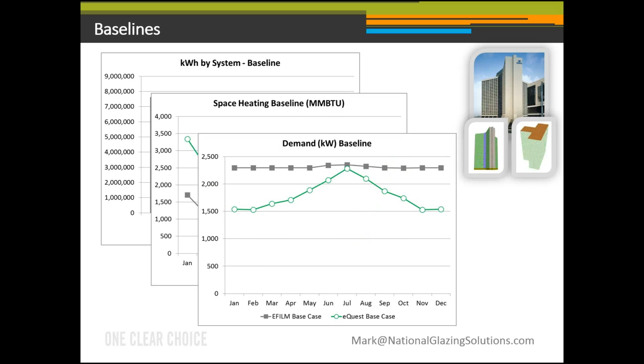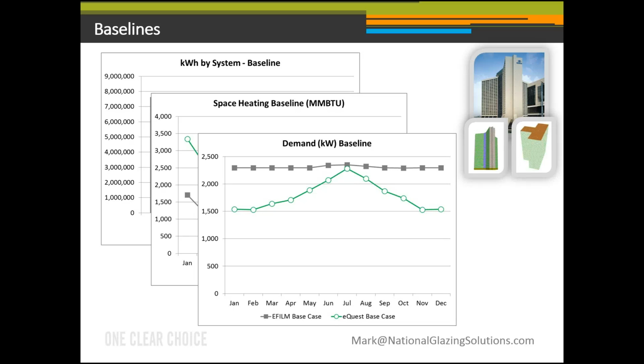The last graph, however, the simulated demand, shows a very distinctive difference between eFilm and eQuest and starts to direct your attention to which one is probably right. This is the Hilton in downtown Atlanta. Would anyone consider that the KW baseline for a hotel in Atlanta would not have a peak in the summer? So while we still don't know enough to know whether our simulation in eQuest is right, we are starting to show suspicions of the eFilm result.